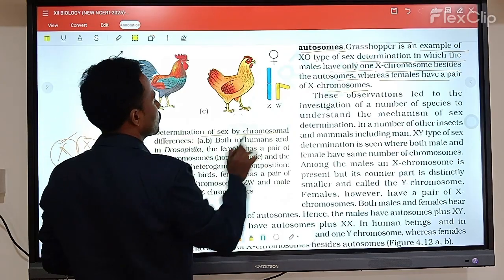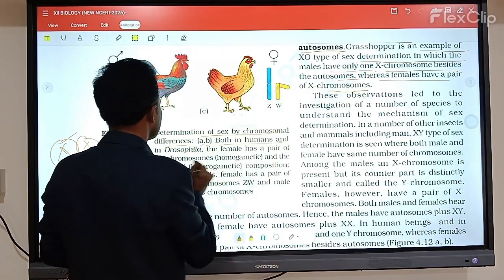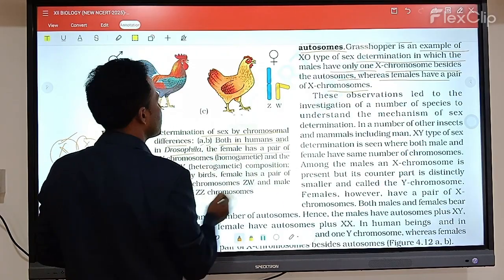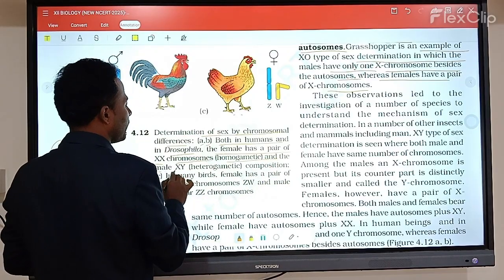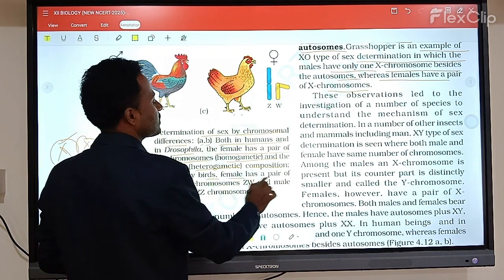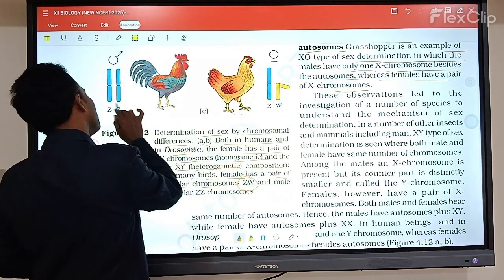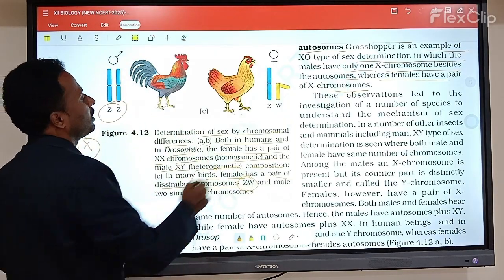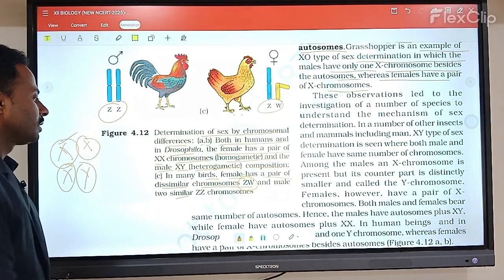Determination of sex by chromosomal differences: in both humans and Drosophila, the females have a pair of XX chromosomes and are homogametic, and the males are XY, the heterozygous composition. In many birds, females have a pair of dissimilar chromosomes. Males are completely ZZ, and females are ZW, which shows the completely female characters.